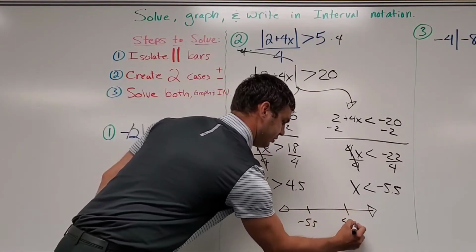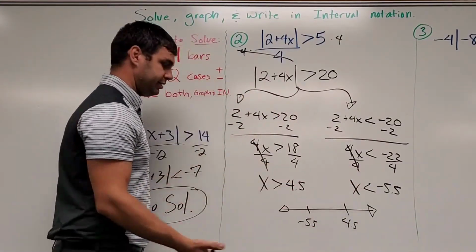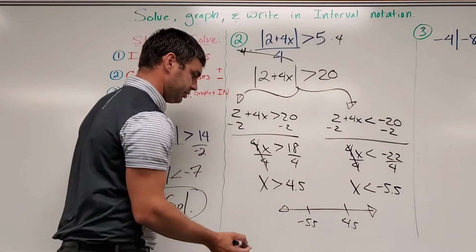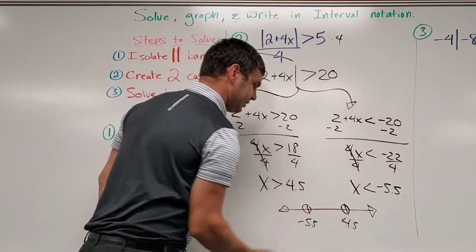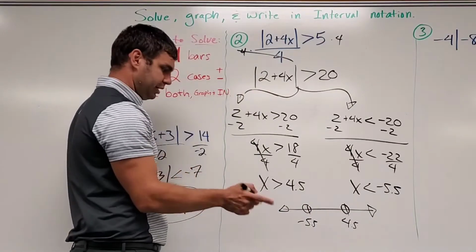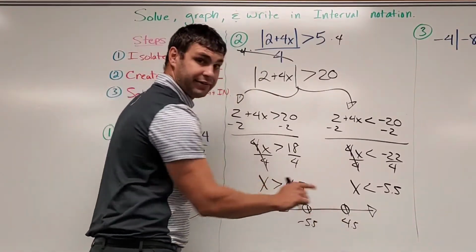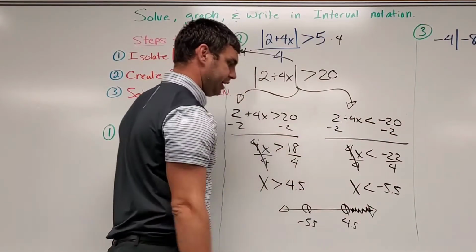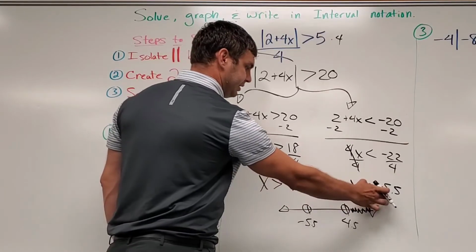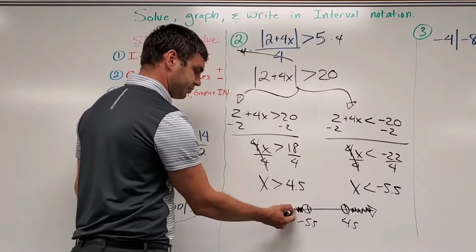4.5. Your teacher might need you to write out all those numbers in between. That's fine. I'm just going to do those two. It's a greater than and a less than, which are both open dots. And let's look at this one at a time. So x is greater than 4.5. So at 4.5, I need to go to the right. I need the numbers bigger than 4.5. And at -5.5, x is less than those. So the numbers to the left.